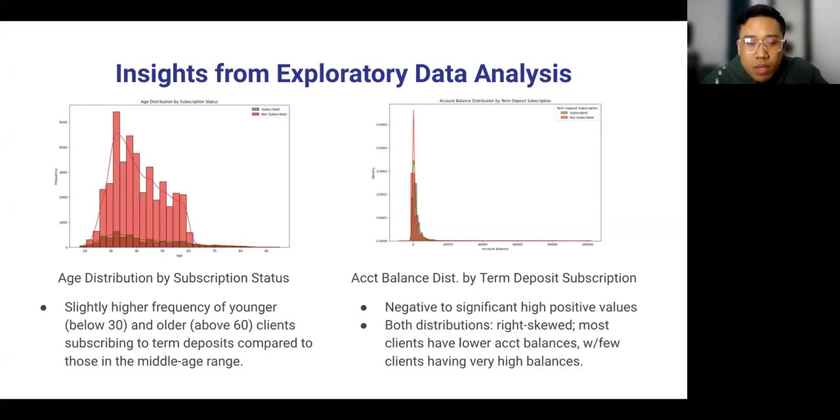On the right, we have account balance distribution by term deposit subscription that showcases the distribution of account balances for clients on the x-axis, comparing those who subscribe to the term deposit against those who did not subscribe. We see that there's a negative to significant high positive values past $100,000. Both distributions are right skewed, meaning most clients have lower account balances while few have very high balances.